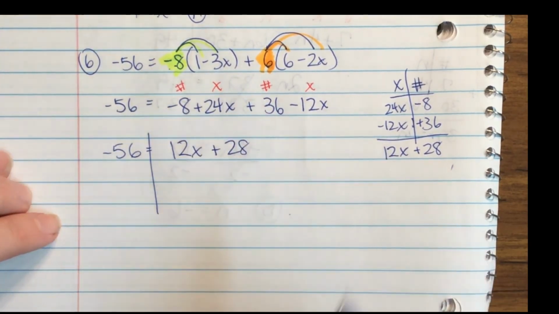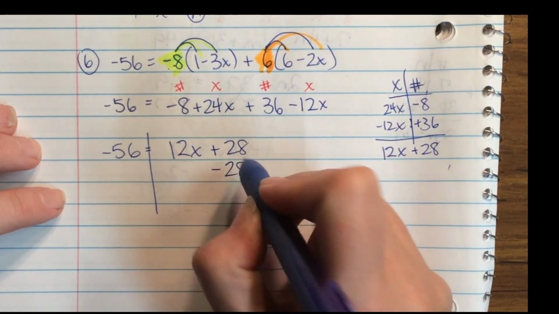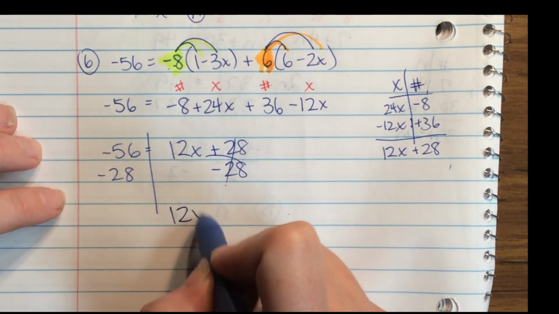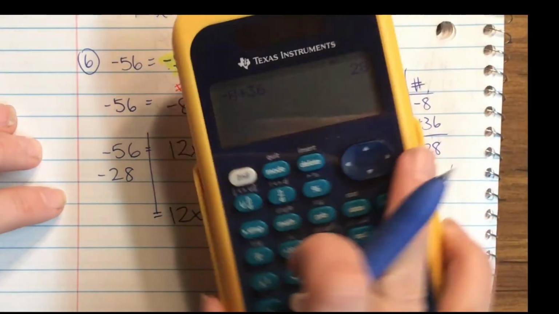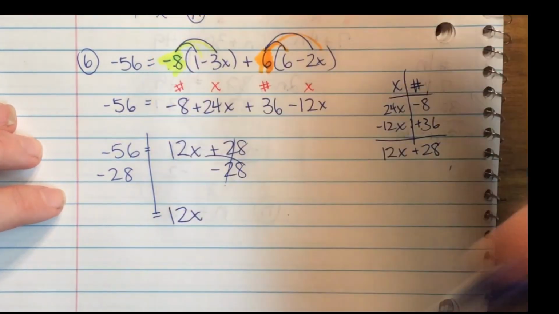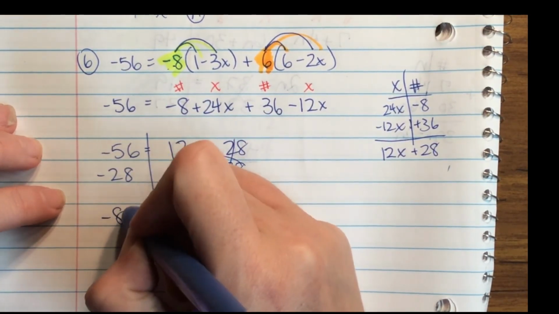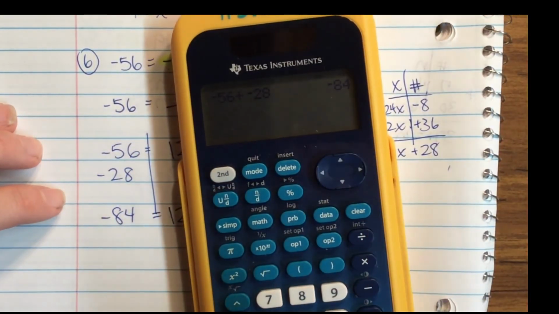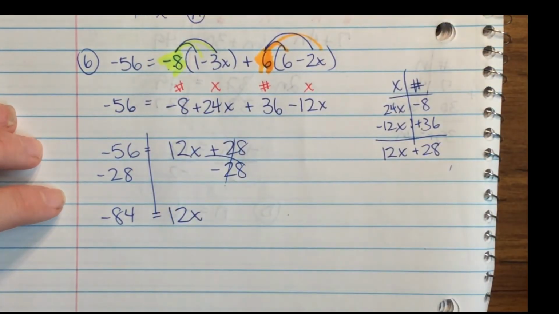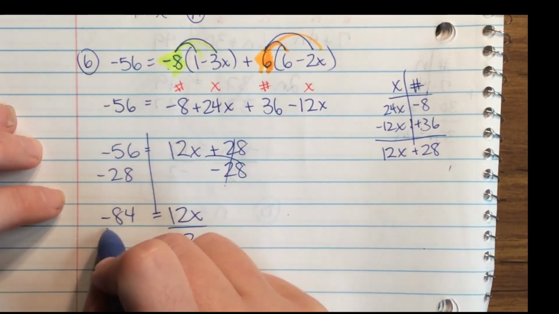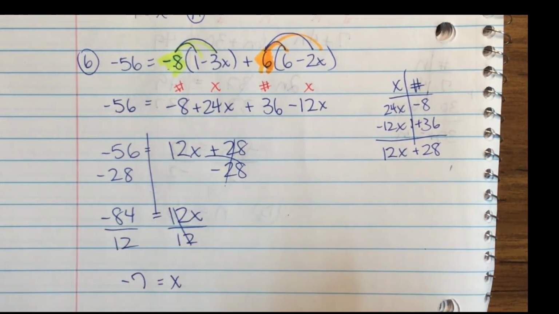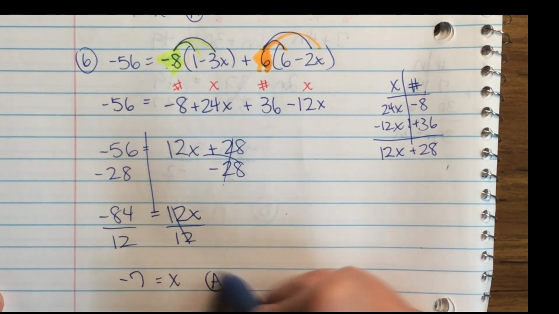I'm going to draw my line. I'm subtracting 28 from both sides. And I get 12x equals, well, negative 56 plus negative 28 is negative 84. Or I could have done negative 56 minus 28, and I would have still got the same answer. Now we're going to divide by 12, and x is going to equal negative 7, which is A.